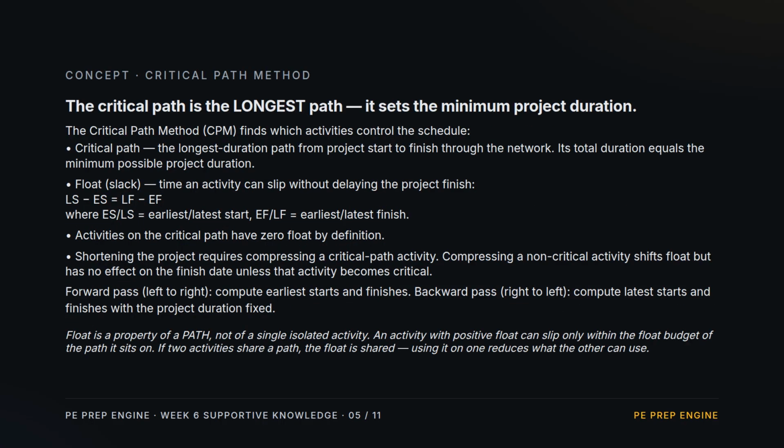CPM. Run a forward pass left to right to get earliest starts and finishes. Run a backward pass right to left to get latest starts and finishes. Float is latest start minus earliest start. Time an activity can slide without pushing the project out. The critical path is where every activity has 0 float, and its total duration sets the minimum project duration. Compressing any non-critical activity only matters once it becomes critical.